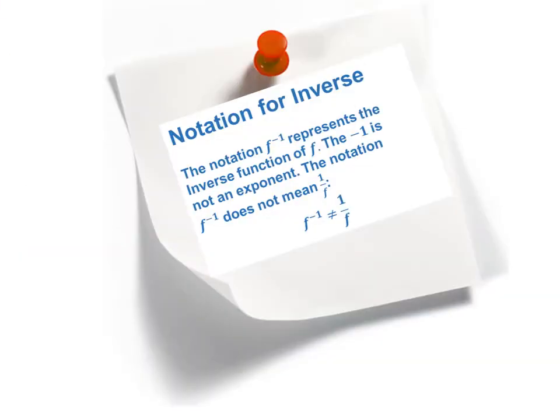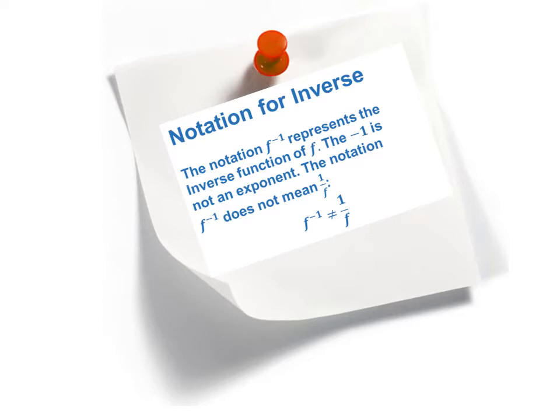And let's see what the notation for inverse would be. Let's read what it says over here. The notation f negative 1 represents the inverse function of f. The negative 1 is not an exponent. The notation f negative 1 doesn't mean 1 over f. f negative 1 is different from 1 over f.